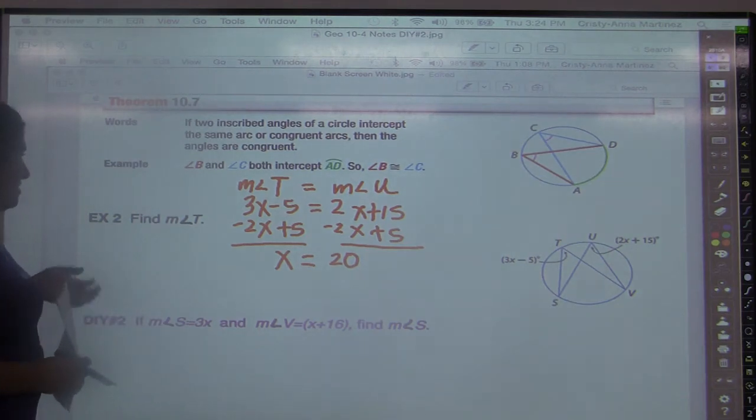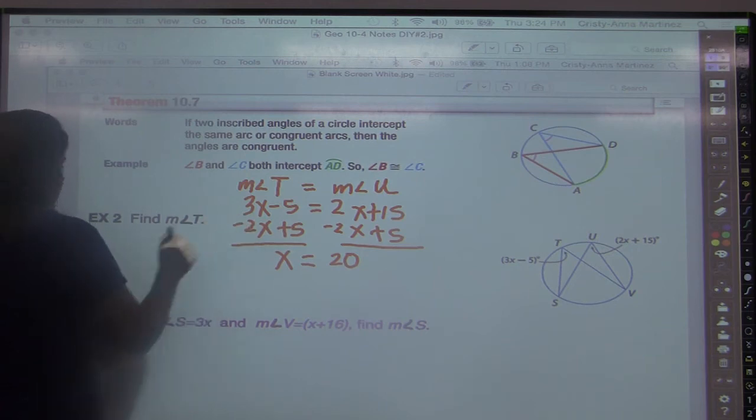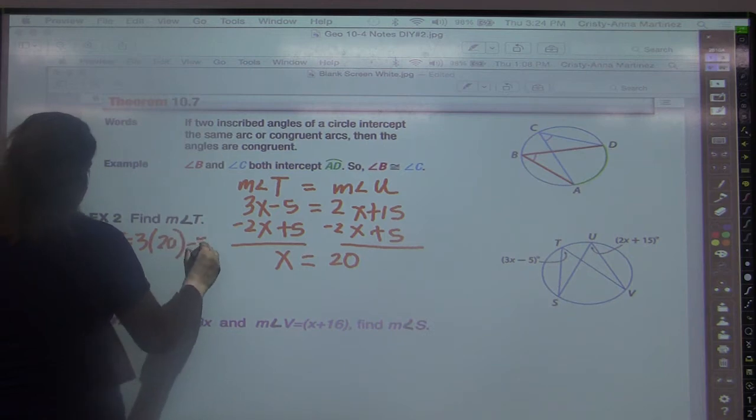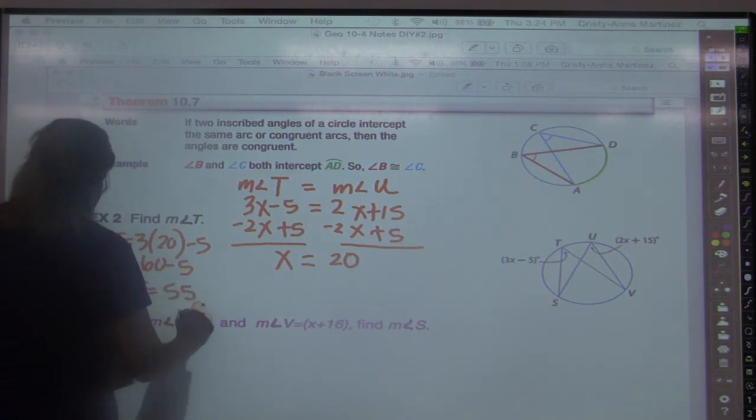However, they didn't only ask us to find x, they asked us to find the measurement of angle T. And angle T is 3x minus 5, so we need to replace our x with a 20. And then we get 60 minus 5, so the measurement of angle T is equal to 55 degrees.